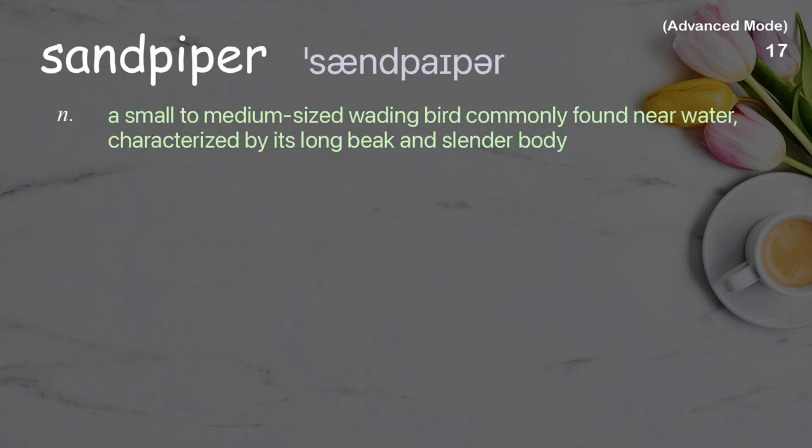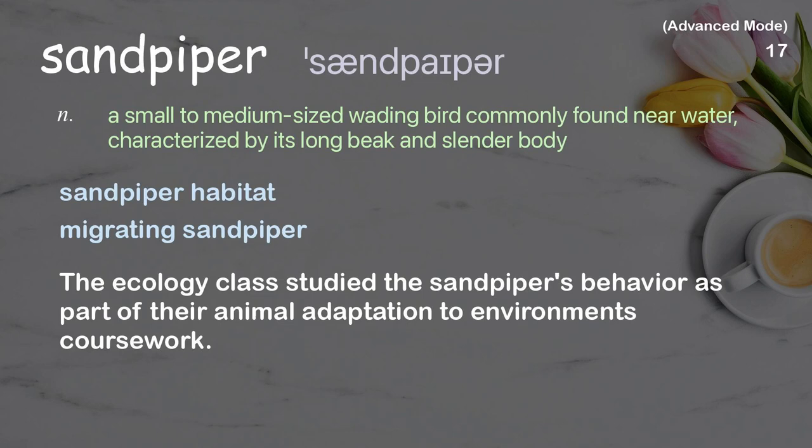Sandpiper. A small to medium-sized wading bird, commonly found near water, characterized by its long beak and slender body. Examples: Sandpiper habitat. Migrating sandpiper. The ecology class studied the sandpiper's behavior as part of their animal adaptation to environments coursework.